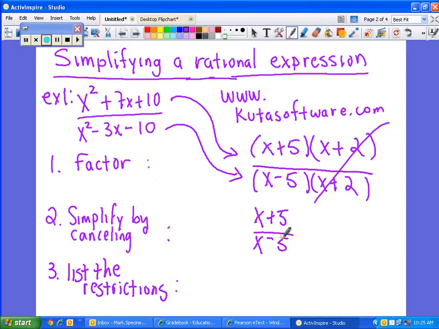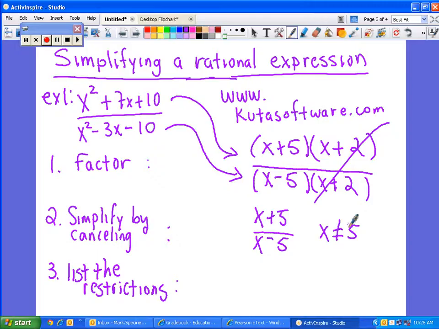This one is really, really easy. What minus 5 equals 0? 5. So one of my restrictions is that x cannot equal 5. Well, that one's obvious because it's still here in the denominator. But the one you have to be careful about is the other one.